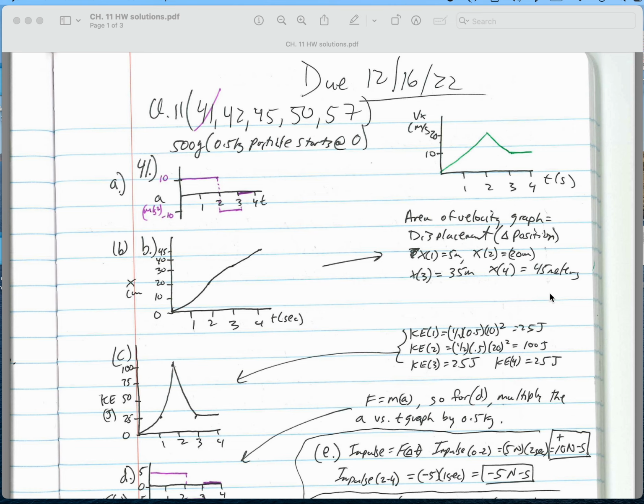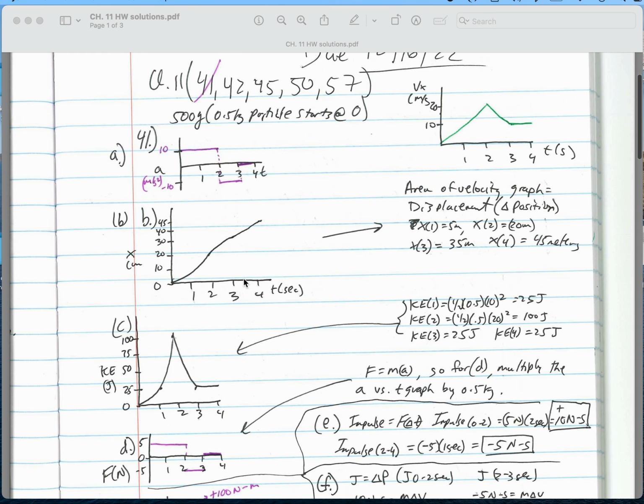So I just ended up using either one of those methods, and I had to do this piecemeal if I did the graph, because I could not use just a simple equation. I would have to use, again, a piecewise equation if I wanted to do it that way. So I think I ended up using just the area of the graph for all these. So I ended up getting 5, 20, 35, and 45 meters. And my position time graph looked like this.